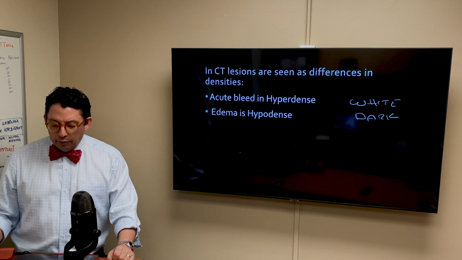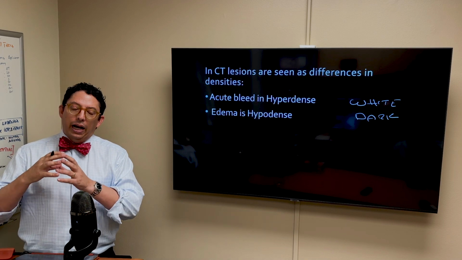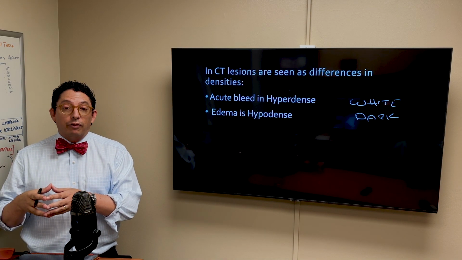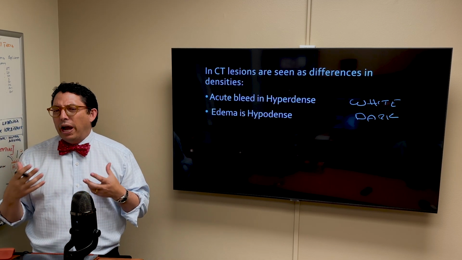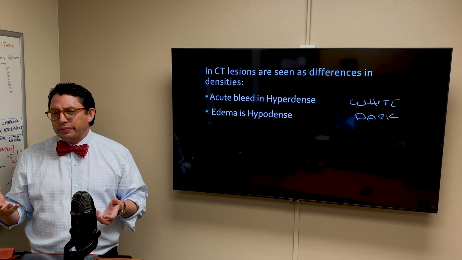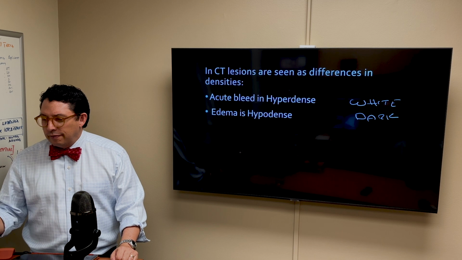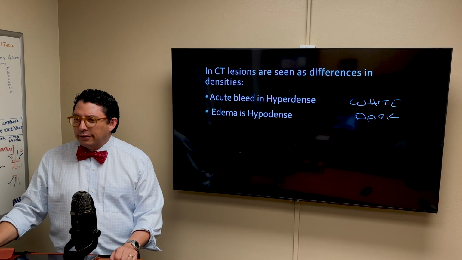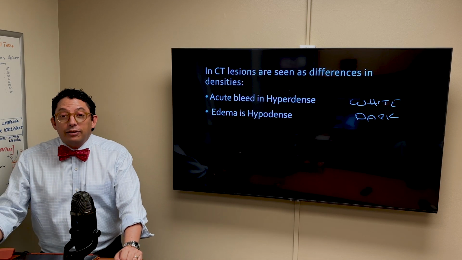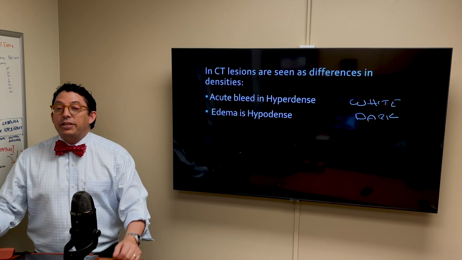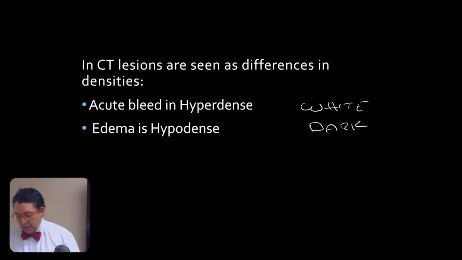When you have a bleed, what happens is the blood products are going to get out of their usual compartment, which is inside of the vessel. They're going to go into the parenchyma or around the brain. Why is this blood white? Almost correct, because blood has a metal in it. And we said that metals are hyperdense. So which metal does blood have? Iron.